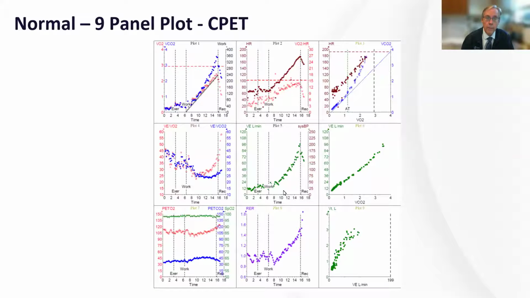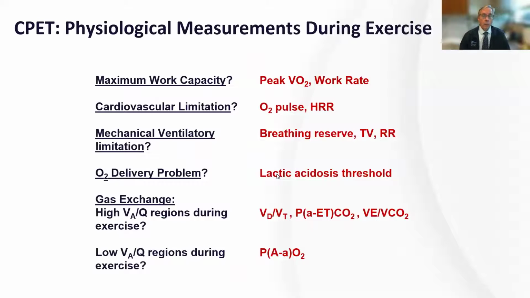And I'm going to get back to why I put these first three in a vertical format in just a minute. Okay, so what do you get from the 9-panel? You get maximum work capacity, which is peak oxygen uptake and work rate. You get an idea of what's going on in terms of the cardiovascular system, the O2 pulse and the heart rate reserve. The mechanical ventilatory limitations are showing up in breathing reserve, and the actual contour of tidal volume as a function of ventilation. You'll be looking at the lactic acidosis threshold to see if there's actually an oxygen delivery problem.